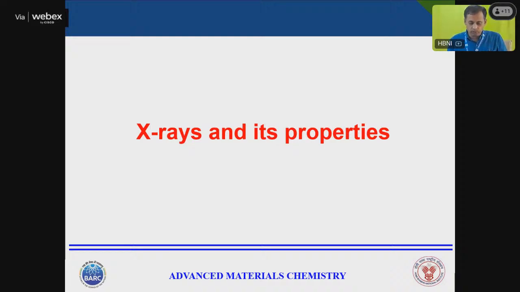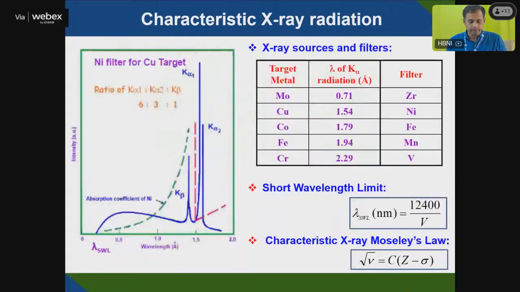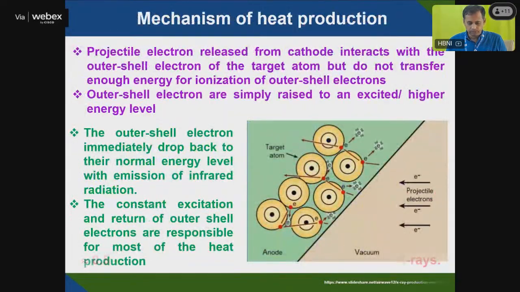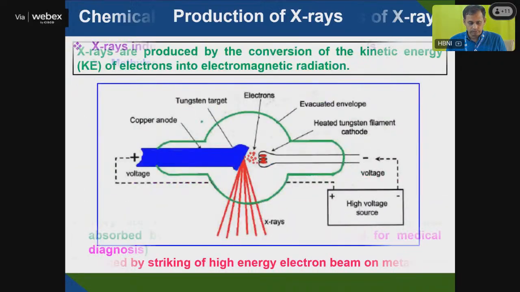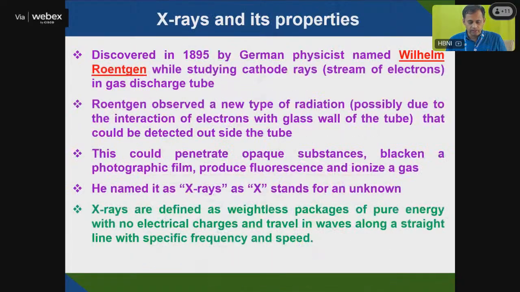Before we go into that, if you see X-rays and their properties, all of you know. X-rays were discovered in 1895 by Röntgen, and when he discovered them, at that time he did not know the exact name, so he termed them X. That X stands for unknown.